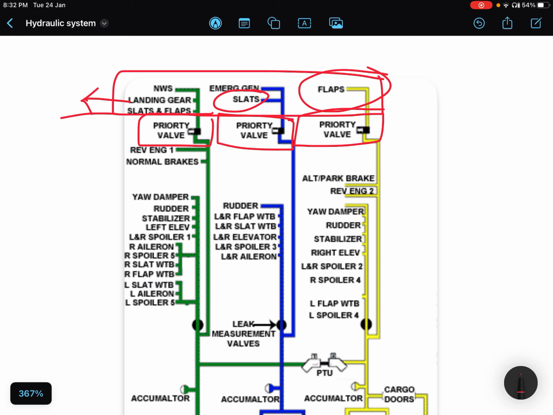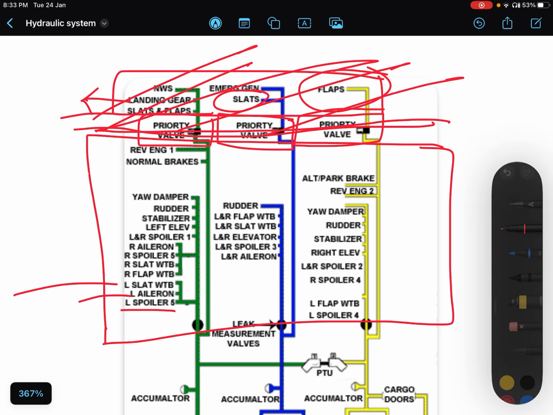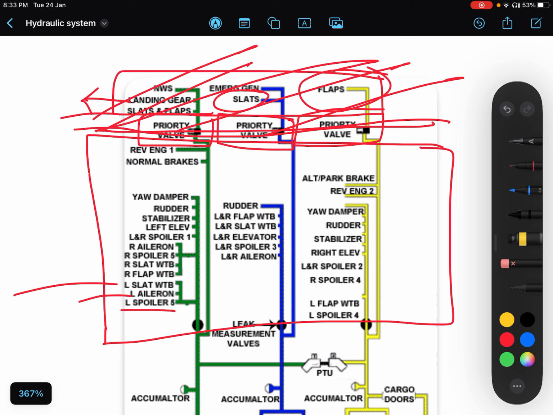These are small, relatively small control surfaces. Let's say left spoiler number 5, left aileron, left slat, wingtip brakes, and all these are relatively smaller control surfaces and do not need that amount of pressure in hydraulics. So these priority valves cut off the supply from the heavy load users. Now the supply has been cut down to these from these systems and will be given to these only.